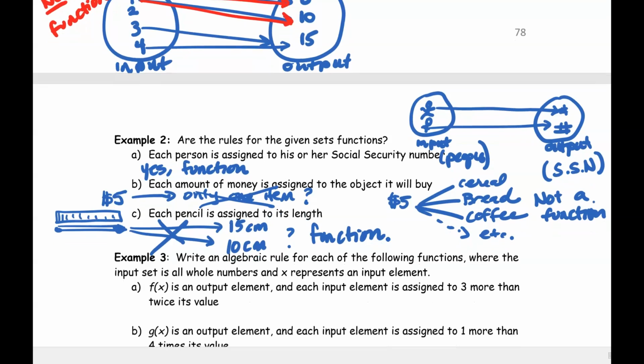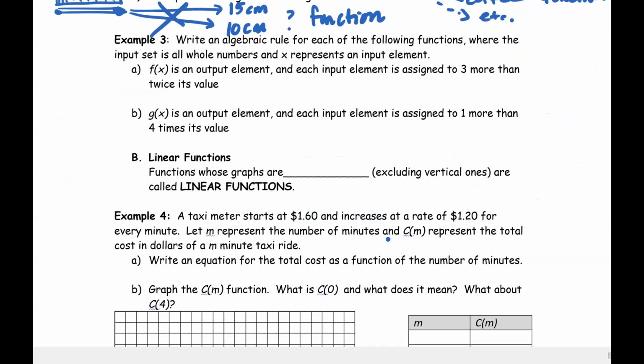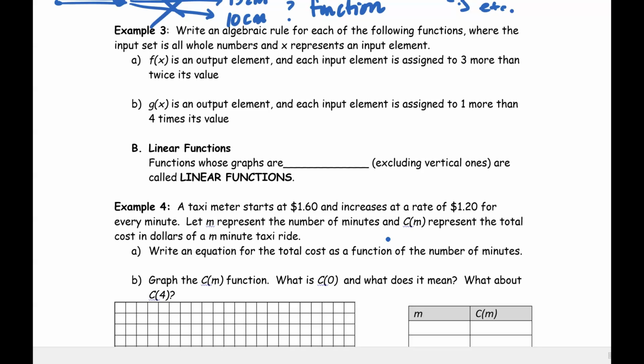Okay, so now we're going to continue. Example 3, we're going to start writing algebraic rules. So we're sort of working our way up to dealing with algebraic functions. So A says f of x, so we call this symbol, let me just write this down, f of x. It says f of x is an output element, and each input element is assigned to 3 more than twice its value. So first of all, if f of x is the output, then that means x is the input. So if f of x is output, then the x, which is always whatever variable is inside the parentheses, is going to be the input.